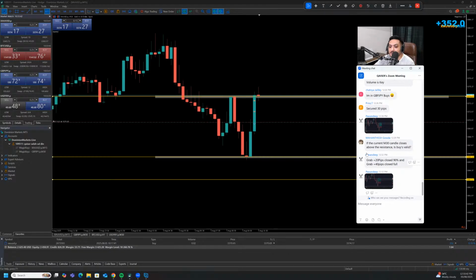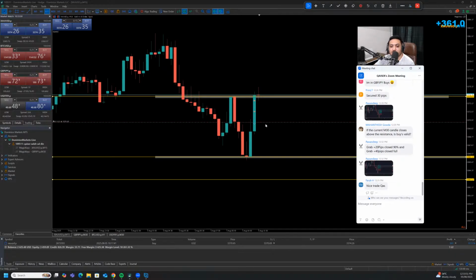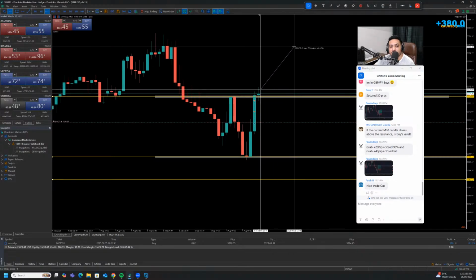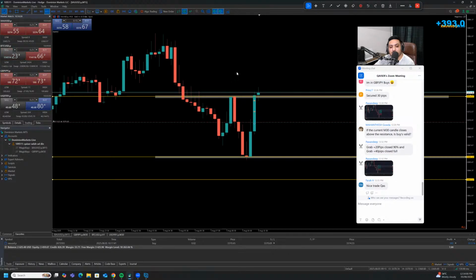Okay. So if the current M30 candle closes above the resistance, the bias is valid. You just need to wait for some kind of structure to be formed, since it already moved a lot. So if you create a weak break of the high, if there's volume, it should keep pushing upside. You know what, this should react somehow that way.